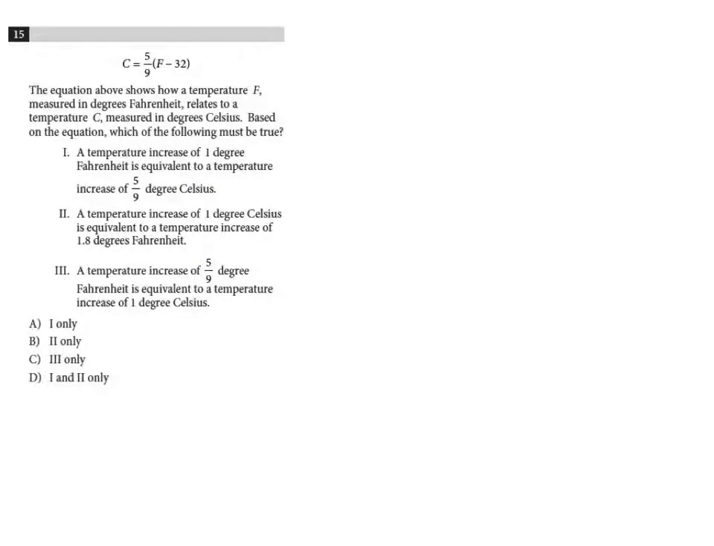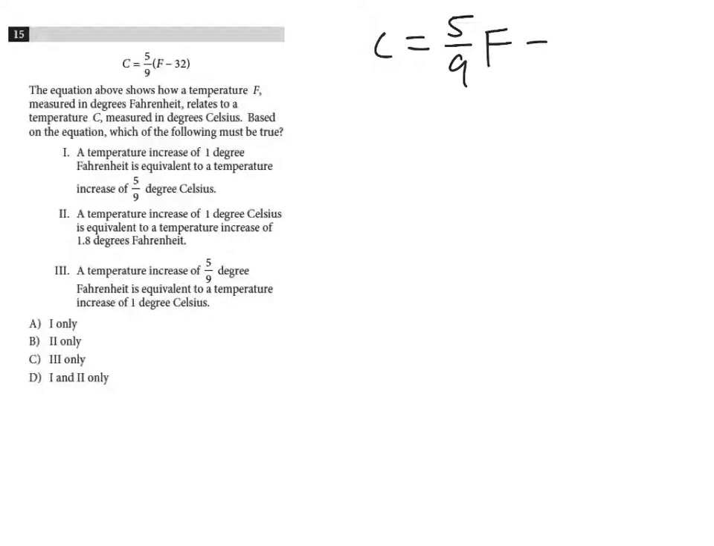We've got an equation that shows the temperature F in Fahrenheit relates to temperature C in Celsius. Based on the equation, which of the following must be true? Okay, so the first one is: a temperature increase of 1 degree Fahrenheit is equal to a temperature increase of 5/9 degrees Celsius. Well, we should recognize that this is a linear function.